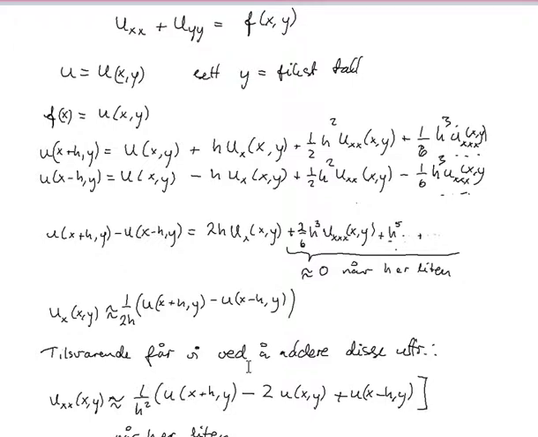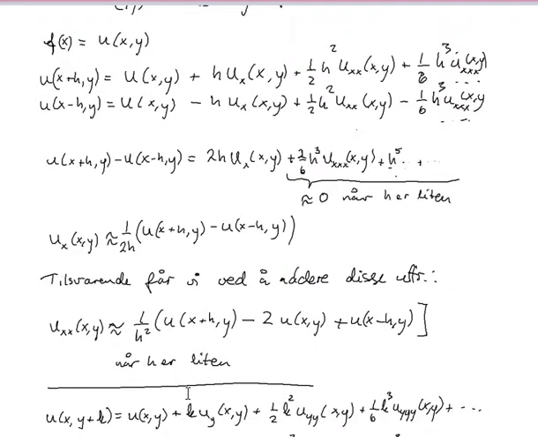In the same manner, by adding these two equations, we can obtain that the second derivative of u with respect to x is approximately equal to 1 over h squared multiplied with this expression. And of course, this is just when h is a small value, because then these higher order terms are very much smaller.